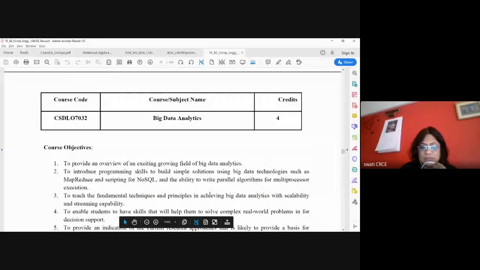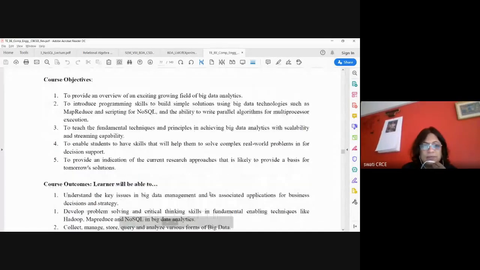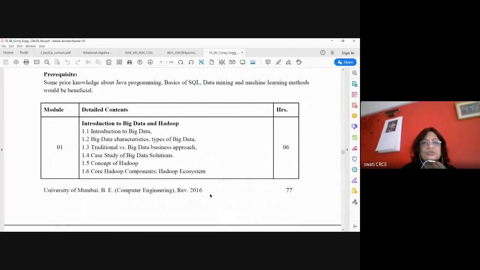Yeah. Okay. So this is the syllabus that I'm showing you right now. We are going to complete the first two chapters of the syllabus today, which is why I want to show you how many topics are over. We have learned about big data and Hadoop: what is big data, characteristics, types of big data, then the traditional approach and the big data approach, then some case studies, then the concept of Hadoop, what Hadoop means, and the core components and ecosystem components of Hadoop.